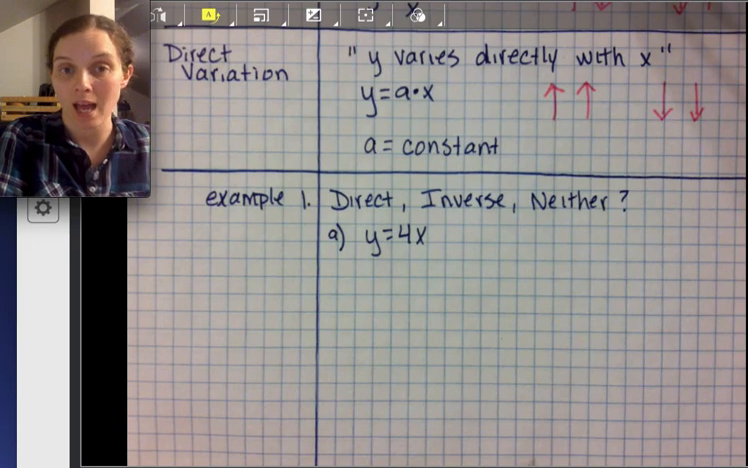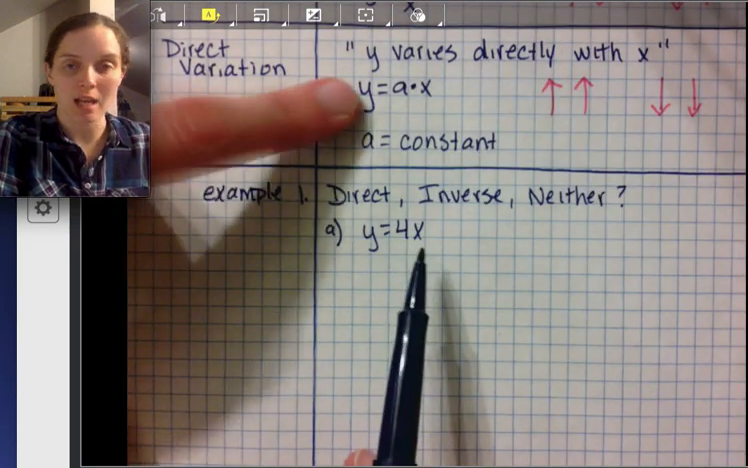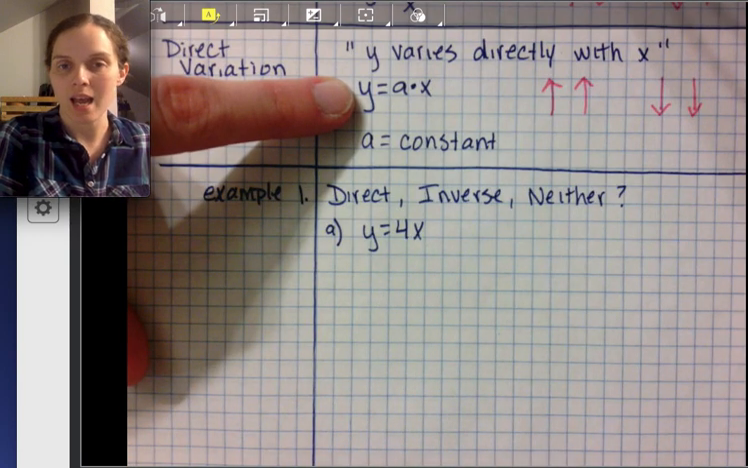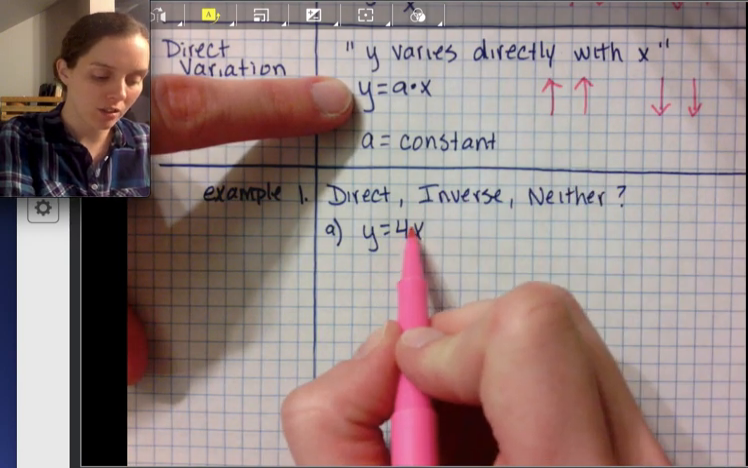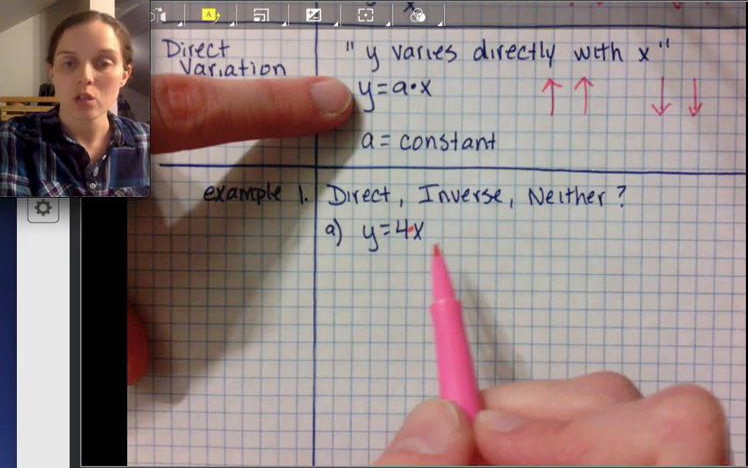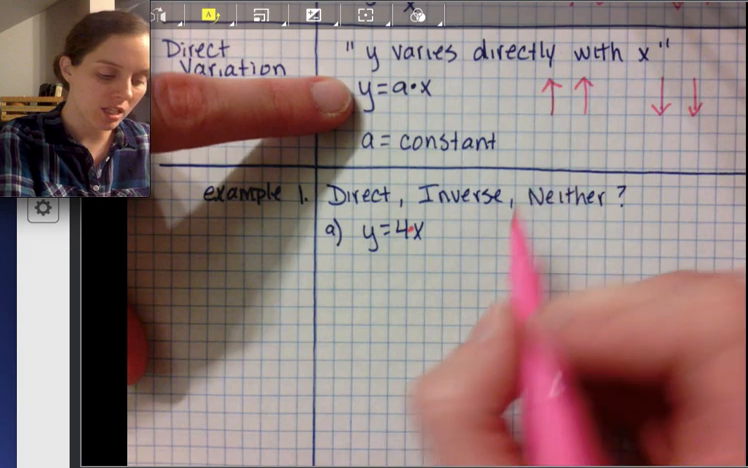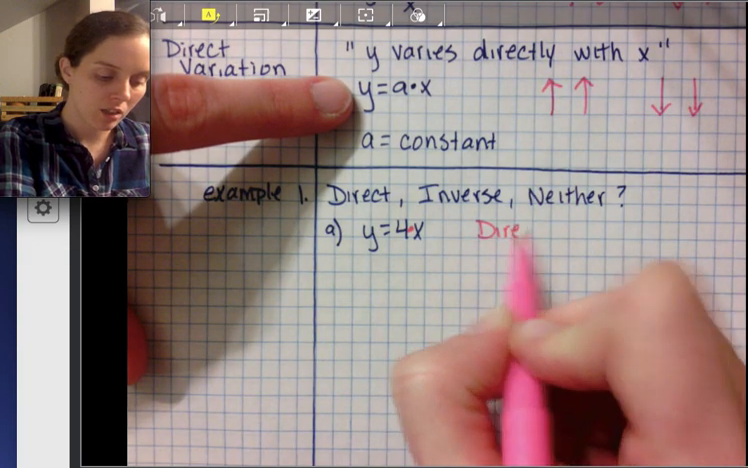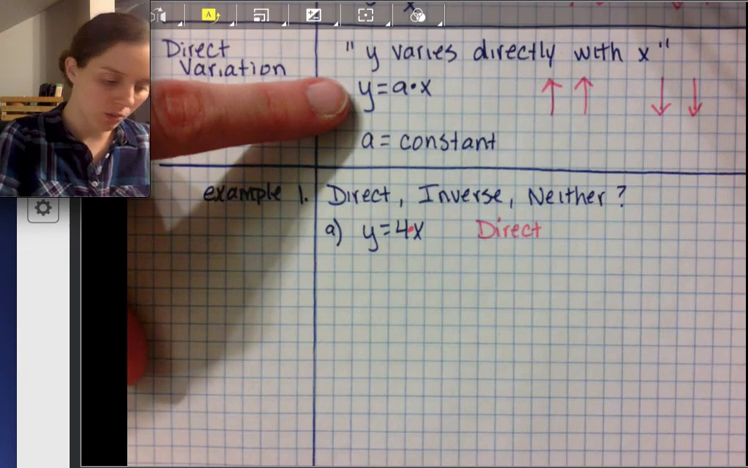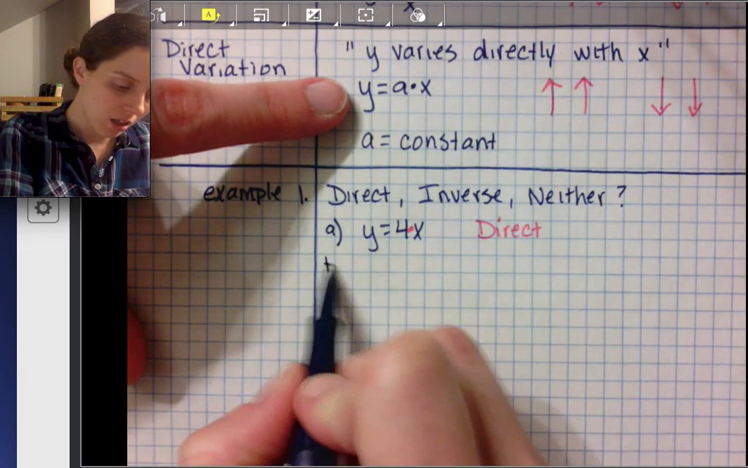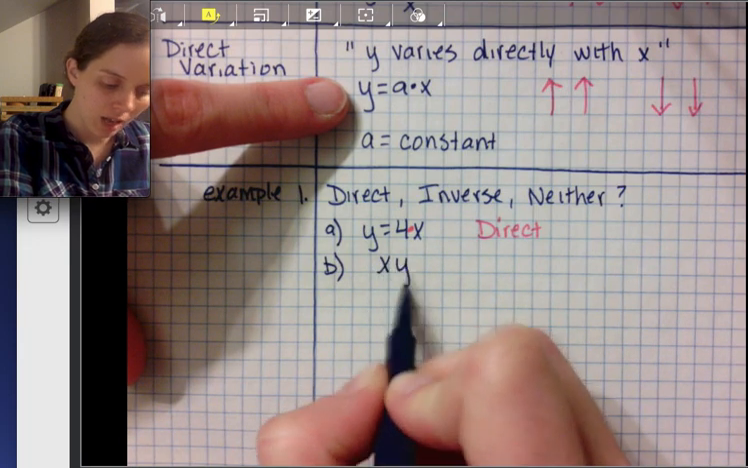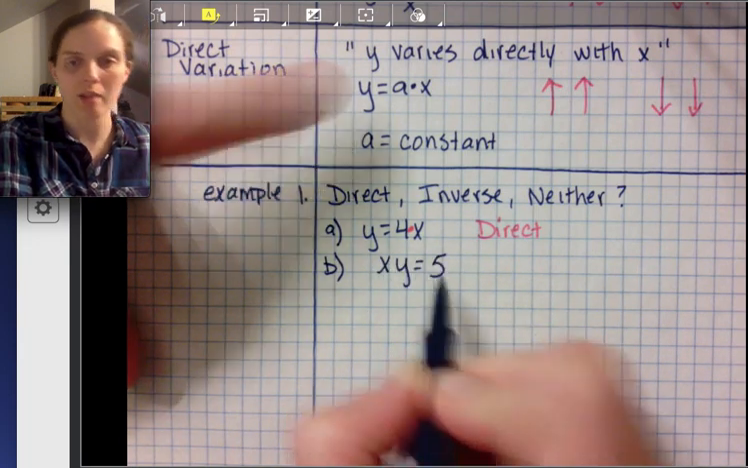Okay, well, we have 4 times x. It looks just like this. The a would be 4. So since I have multiplication, right? So direct is going to be multiplication. Inverse is going to be division. So since I'm multiplying here, this is direct variation. Okay? The next one I've got, x times y equals 5.